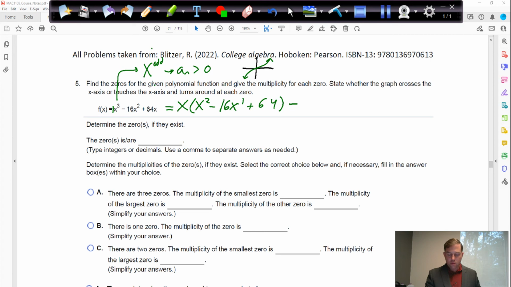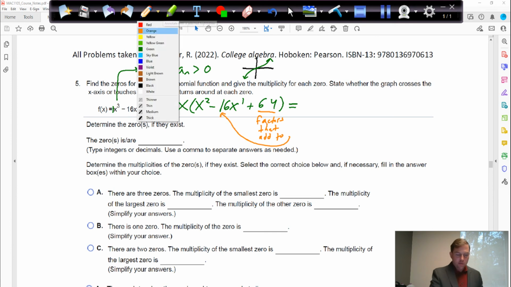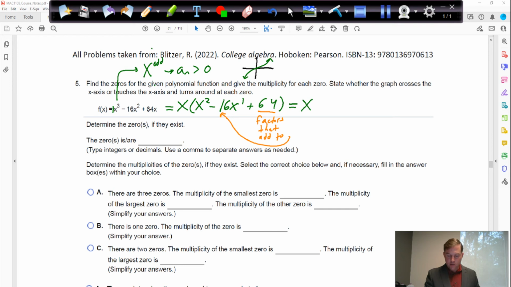Okay, now we're going to look at the factors of 64. This is the AC method we've been studying. We need the factors of this that add to this number, minus 16. If you look at it long enough and write down the factors of 64, you will discover that x minus 8 and x minus 8 are the factors. Those two numbers multiply to positive 64, and they combine to be negative 16.